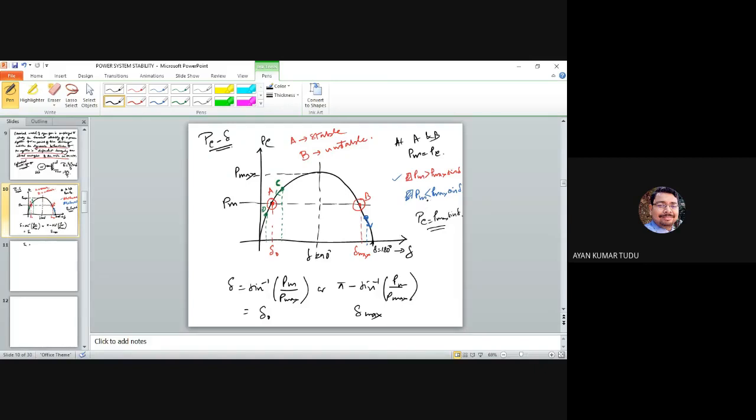It will be drawn from the stored kinetic energy of the rotor, due to which the speed decreases. I hope these two points are clear. Okay, now let us talk about why we are saying what we are stating at point A and point B.